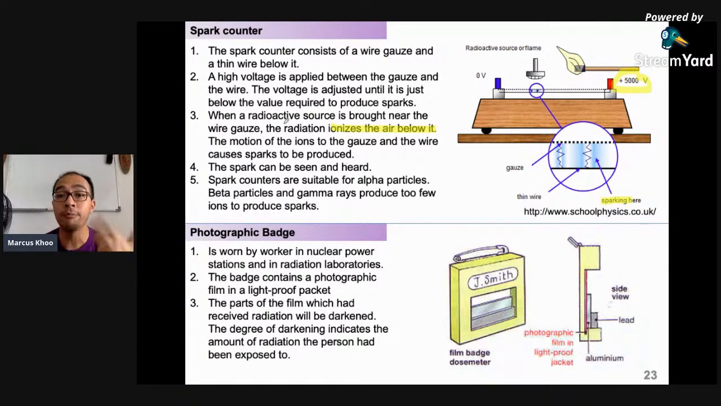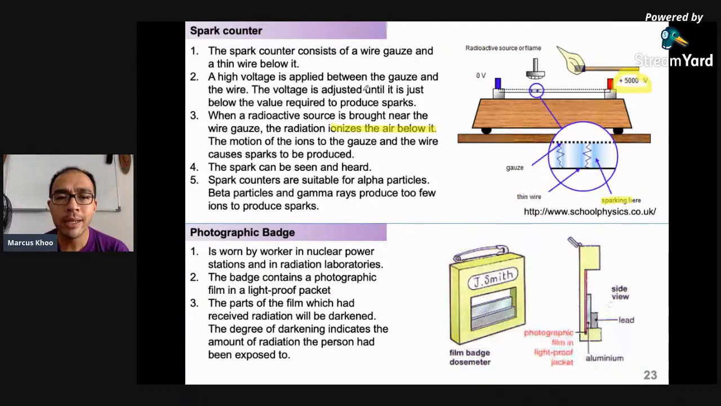Again, because the ability of the alpha particles to ionize the air around them is very important. Remember, when we ionize the air, it becomes ions. The air becomes ions means it is not a neutral atom anymore. It is either a positive or negative charge. And because it is charged, electricity can flow, and that's what causes the sparks.